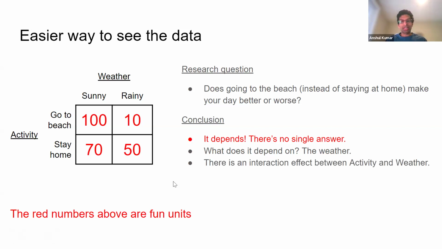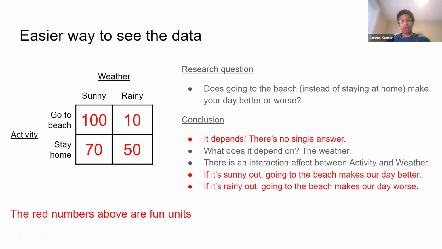And so this is what we call an interaction effect between activity and weather. There are two independent variables, activity and weather, and they are interacting when it comes to our measurement and conclusions related to the dependent variable, which is fun. And so here are the conclusions. If it's sunny out, going to the beach makes our day better. If it's rainy out, going to the beach makes our day worse. So this is an interaction effect.